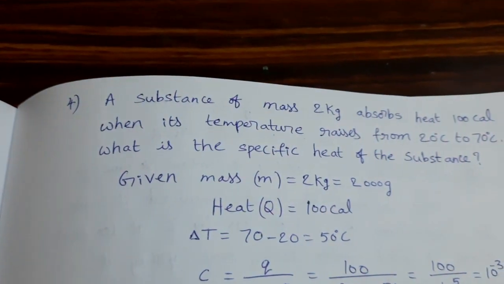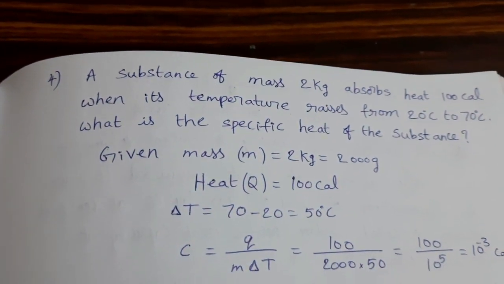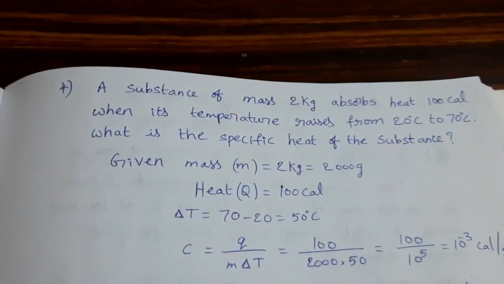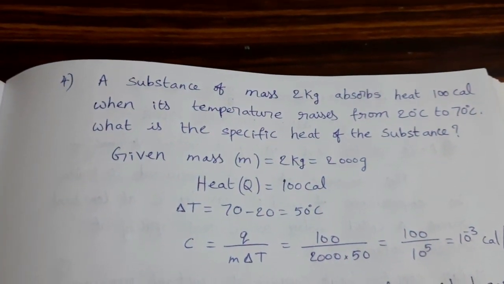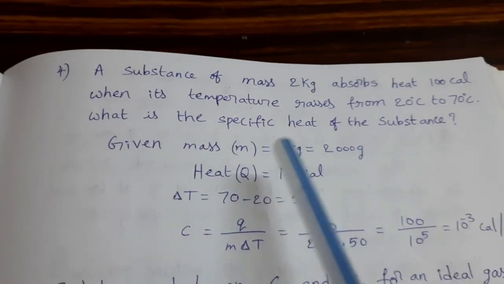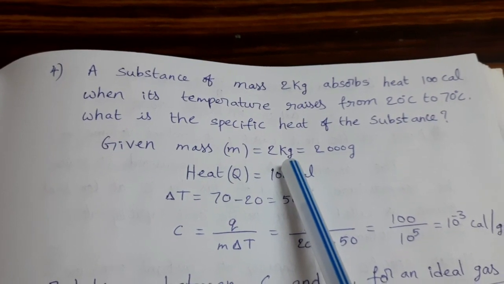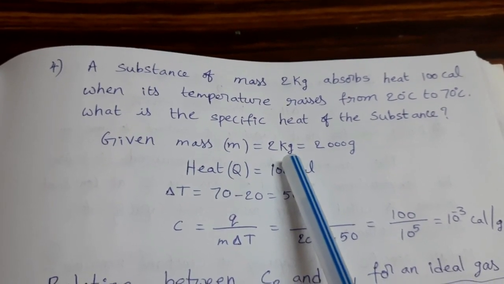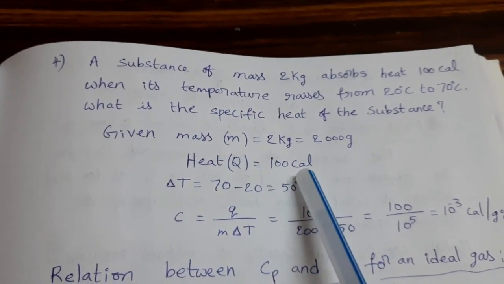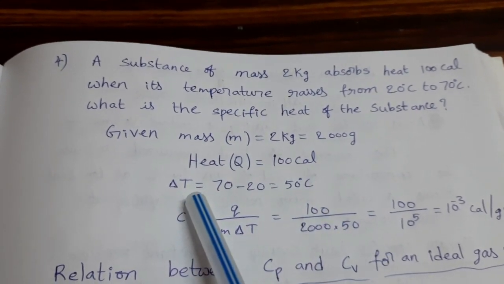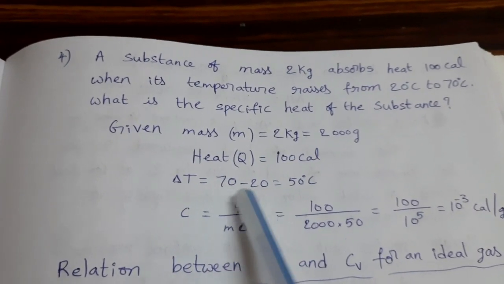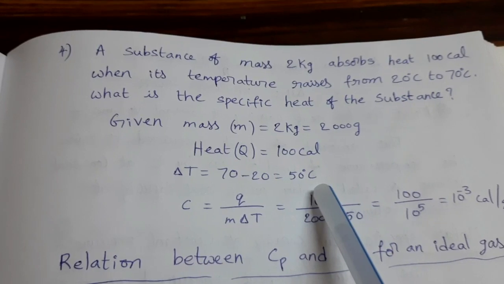Next, a substance of mass 2 kilograms absorbs heat 100 calories when its temperature rises from 20 degrees Celsius to 70 degrees Celsius. What is the specific heat of the substance? Given mass of the substance 2 kilograms, convert that into grams, 2000 grams, heat Q equal to 100 calories. Change in the temperature delta T equal to 70 minus 20, that equals 50 degrees Celsius.